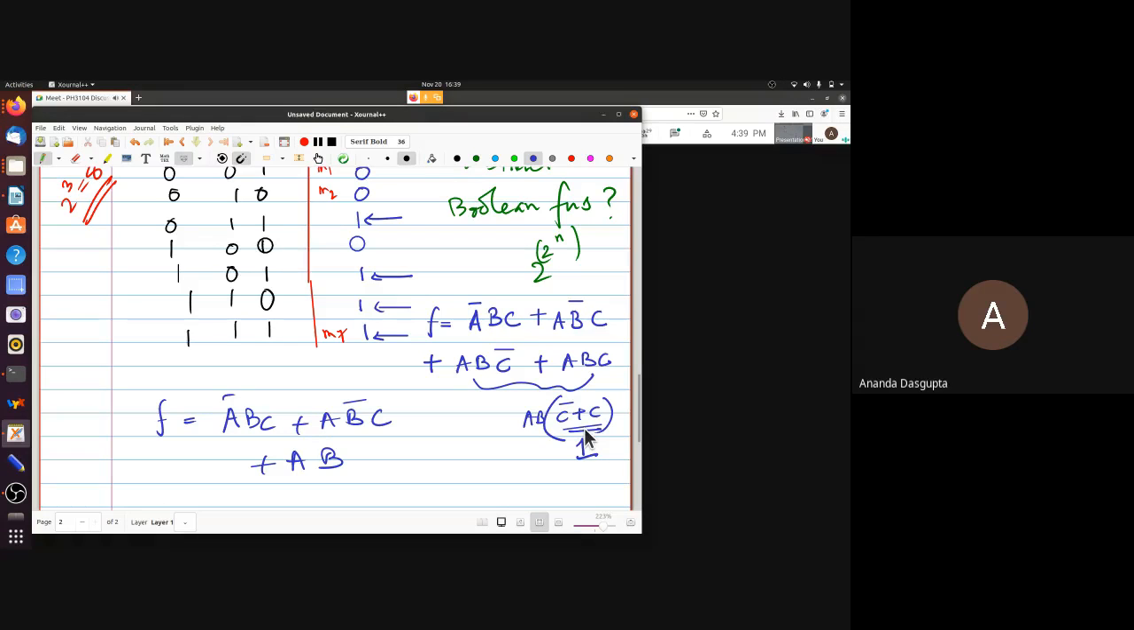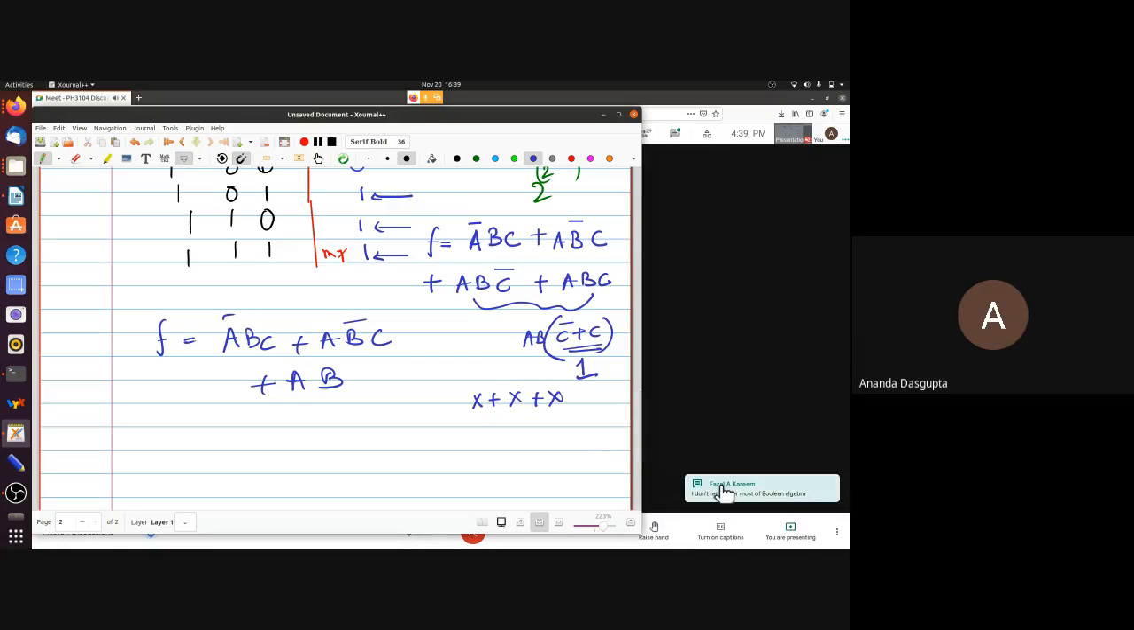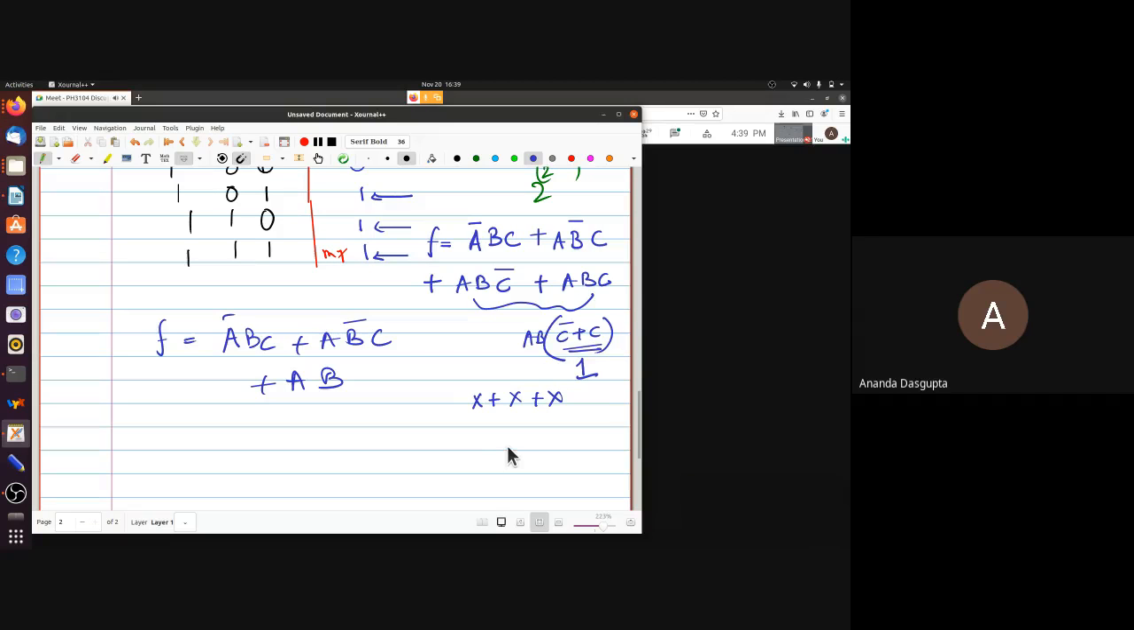But do you know how to go further and simplify this? This is not the simplest version. Okay, can anybody tell me what this is? If x is a Boolean variable, what is x plus x? Okay, you don't remember most of Boolean algebra, so that's a good point. But okay, I'm going to assume that you can read up this part.